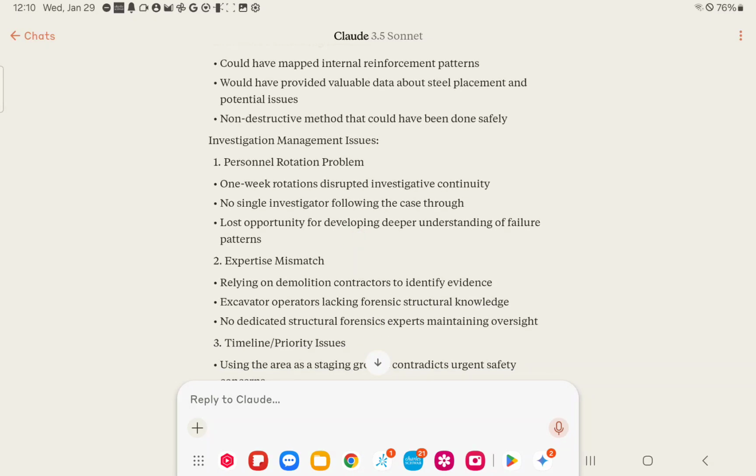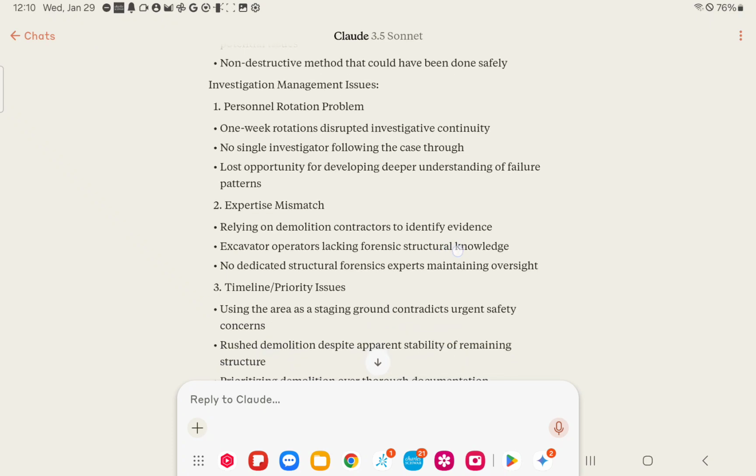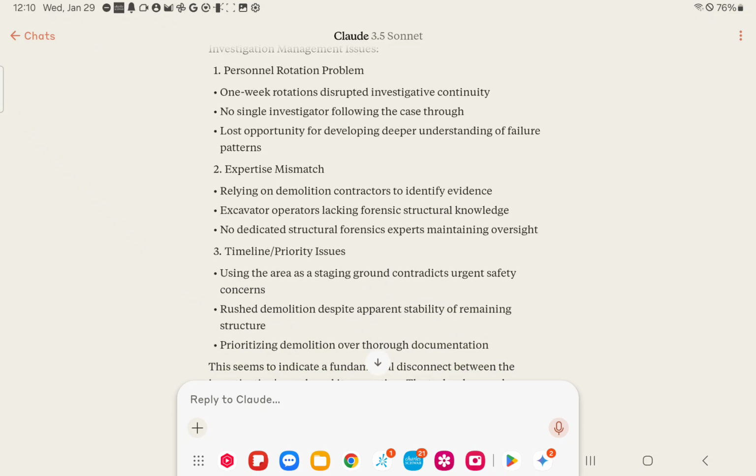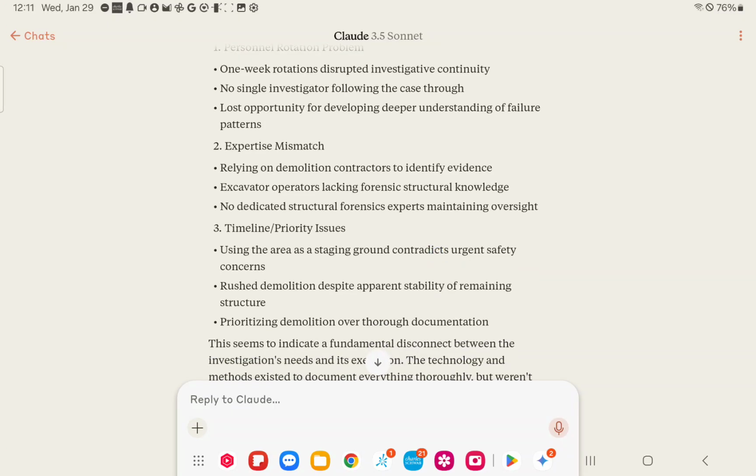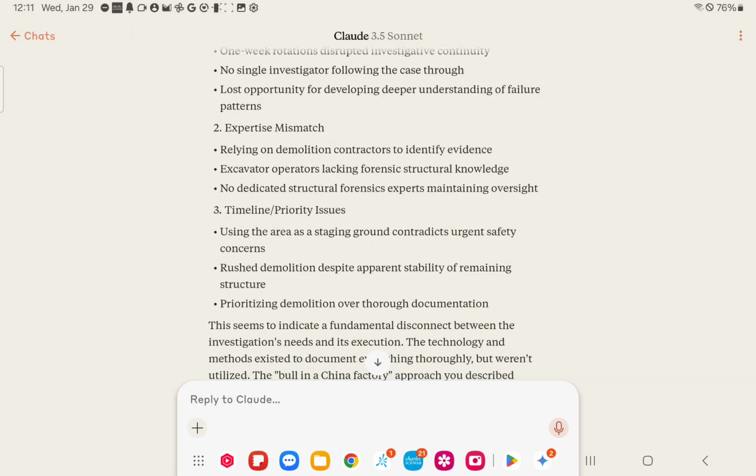Investigation management issues. Personnel rotation problems, one week rotations disrupted investigative continuity. No single investigator followed the case through, lost opportunities for developing deeper understanding of failure patterns. Expertise mismatch, relying on demolition contractors to identify evidence, excavator operators lacking forensic structural knowledge. No dedicated structural forensic experts maintaining oversight.